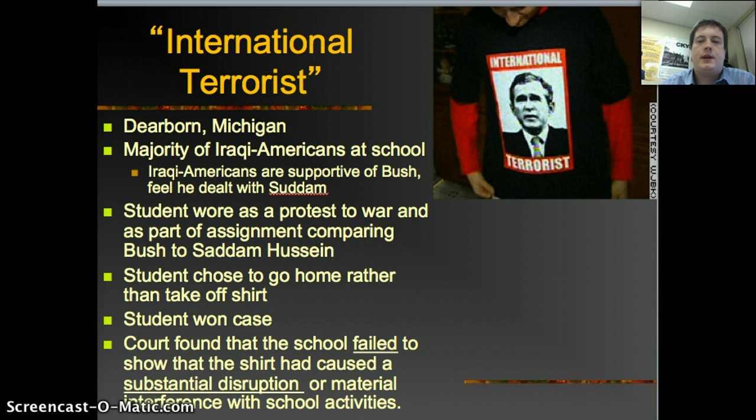So here's an example. Here you see a t-shirt that has George W. Bush's face on it and says International Terrorist. This is in Dearborn, Michigan, and the student wore it at a school that has a majority of Iraqi Americans at it.